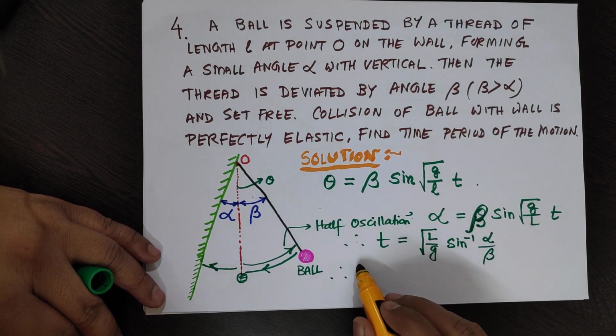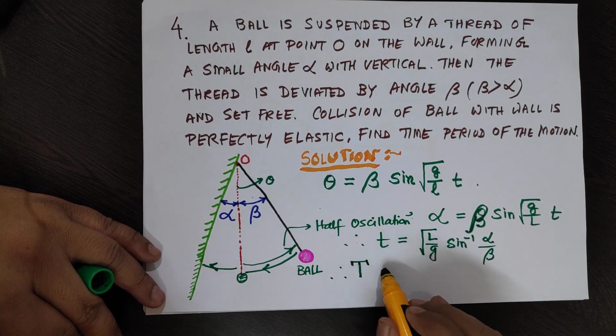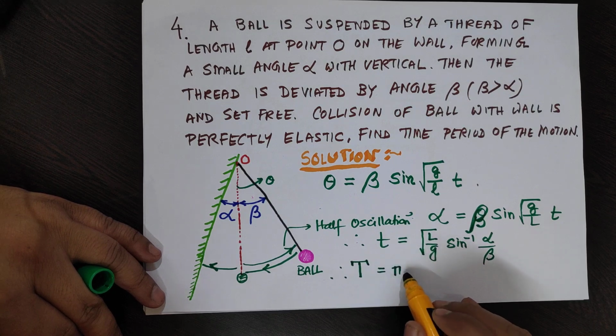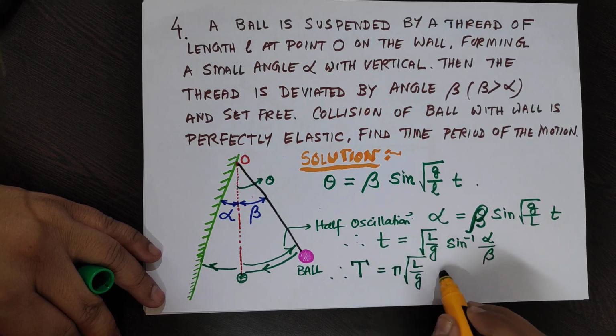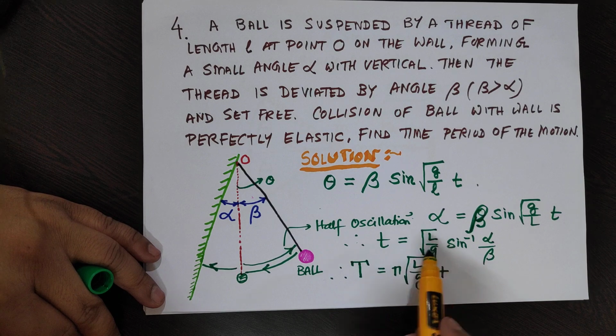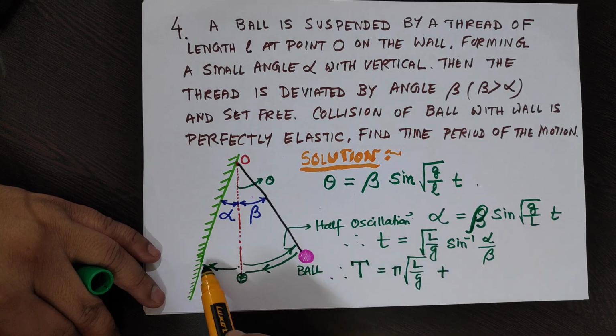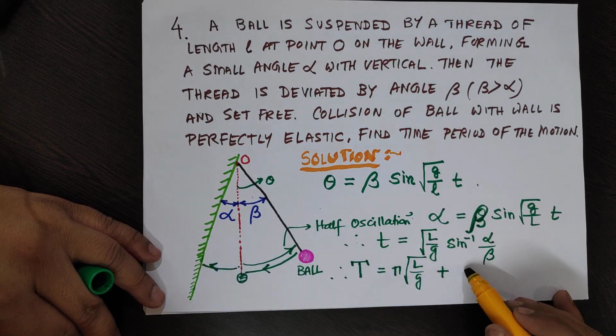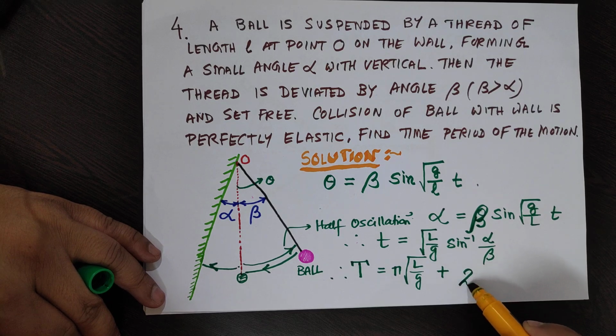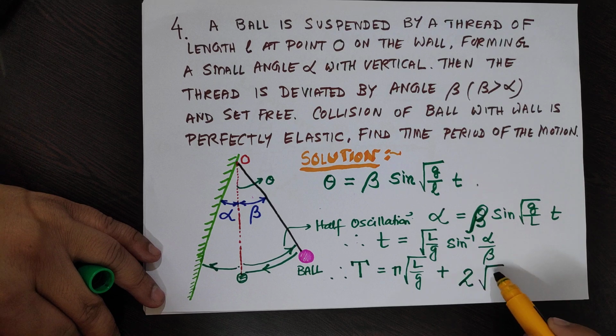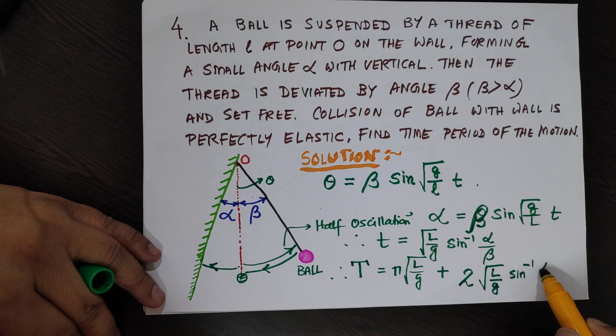So therefore the total time period of this motion is pi root over L by g plus, see, this t is the time to go from here to here, so that has to be multiplied by 2, so 2 root over L by g sine inverse alpha by beta.